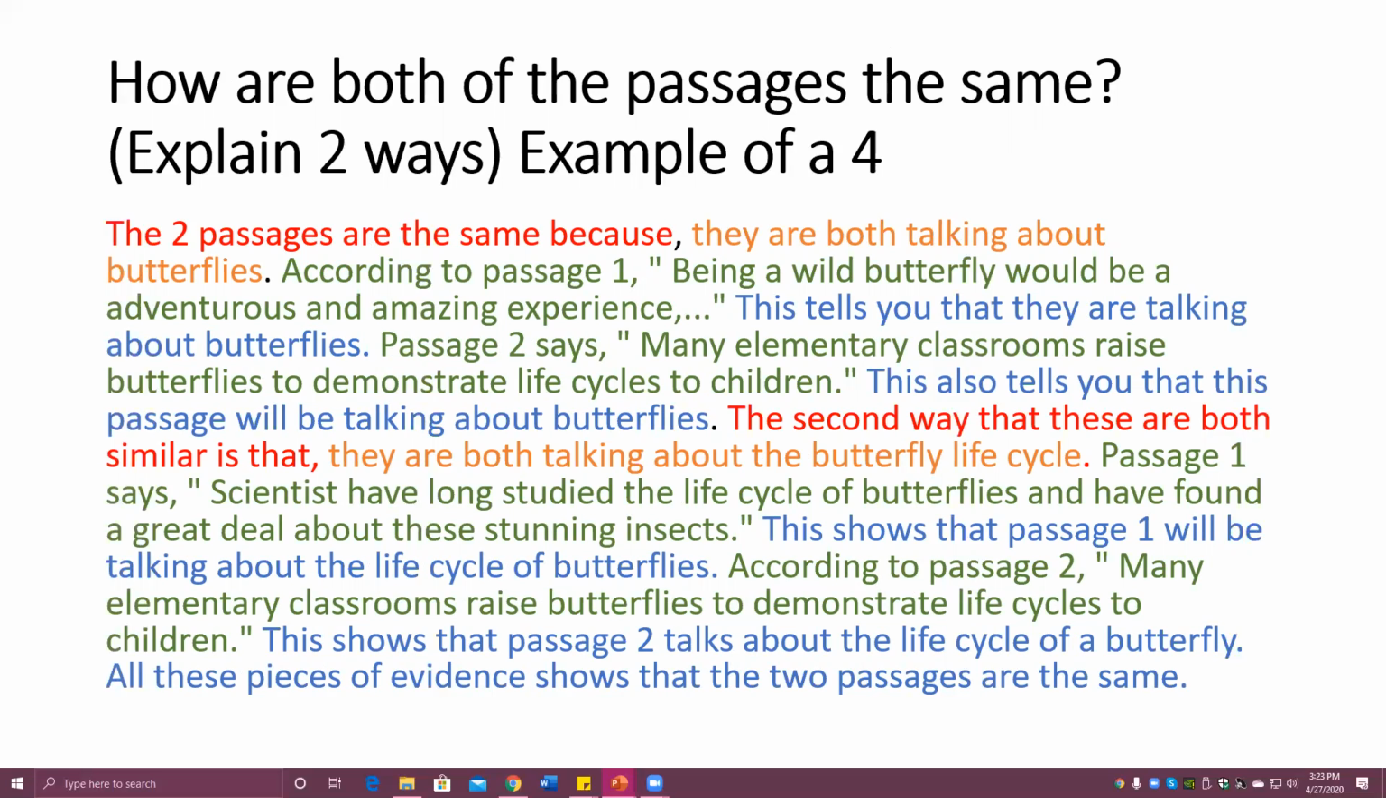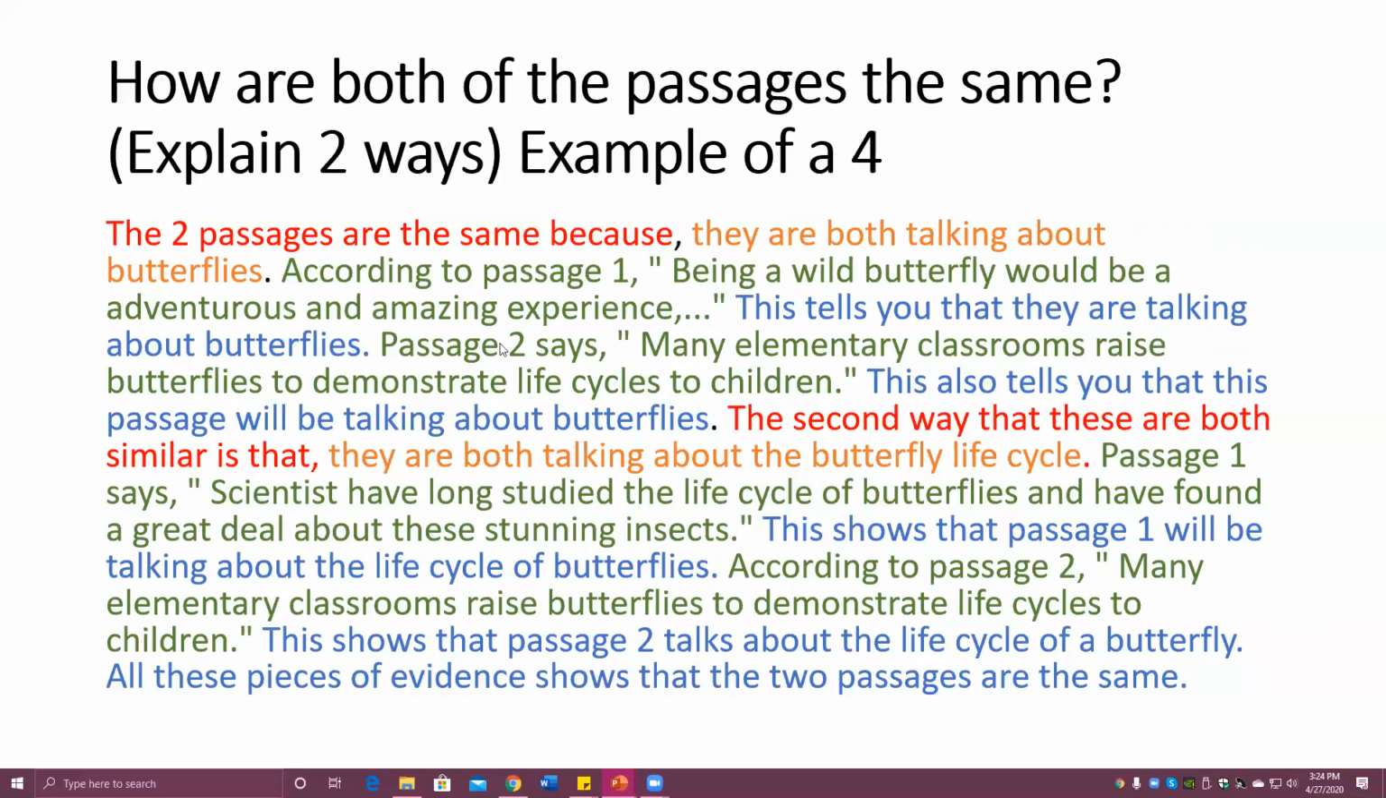The second way that these are both similar is that they are both talking about the butterfly life cycle. Passage 1 says, 'Scientists have long studied the life cycle of butterflies, and have found a great deal about these stunning insects.' This shows that Passage 1 will be talking about the life cycle of butterflies. According to Passage 2, many elementary classrooms raise butterflies to demonstrate life cycles to children. This shows that Passage 2 talks about the life cycle of a butterfly. All these pieces of evidence show that these two passages are the same." That is a great example of a 4.